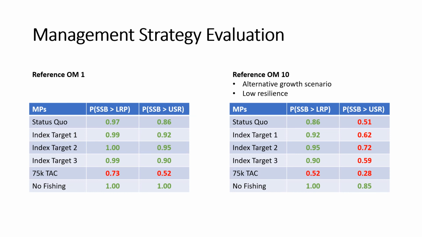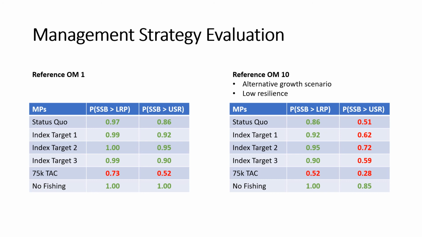So far, the results have been calculated for only one OM, the first OM from the reference set. The MSC will be applied to each of the 24 operating models, and the performance of the MPs compared across the range of OMs. For example, while the index target MPs all performed very well with respect to the first and second performance metrics for the first OM, the results are quite different for reference OM number 10. This OM assumes a different scenario for the growth pattern of fish and assumes a less resilient stock with lower steepness of the stock-recruit relationship.